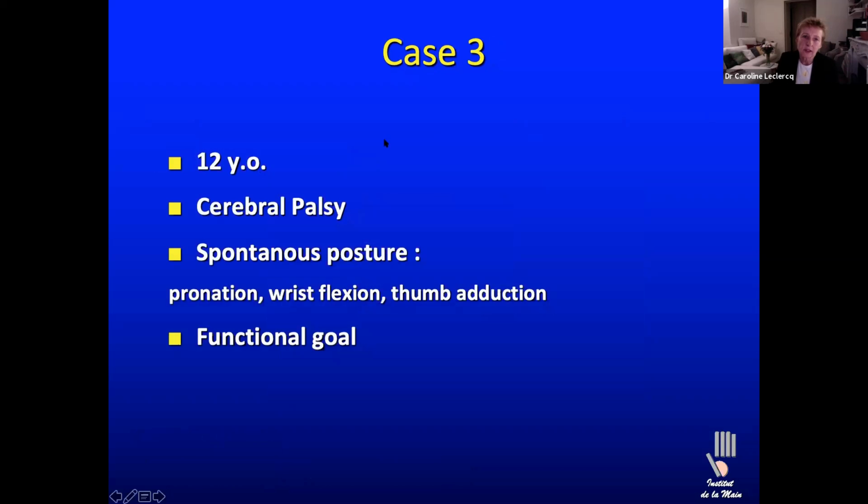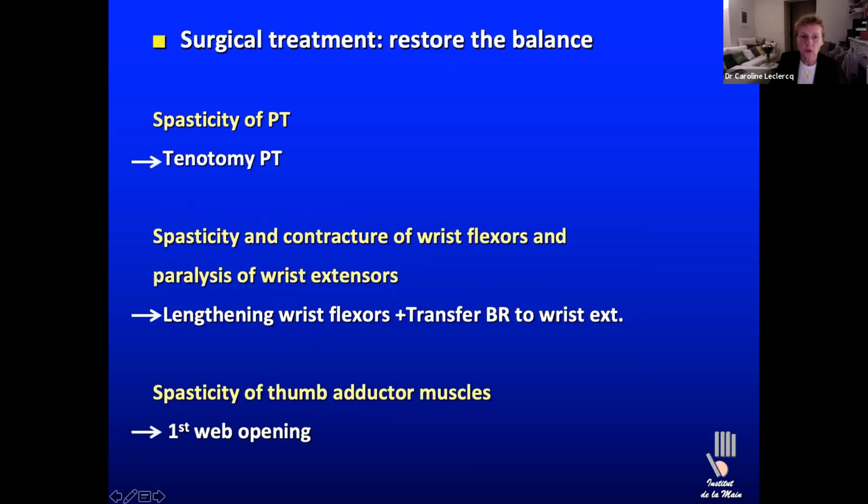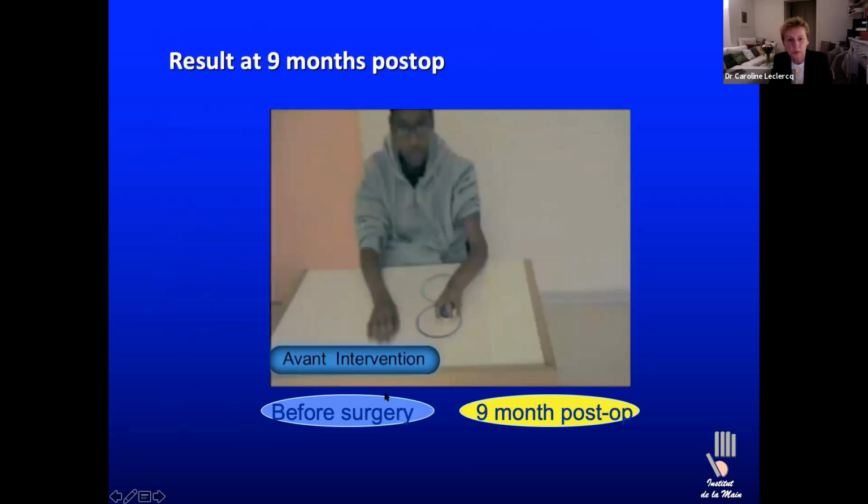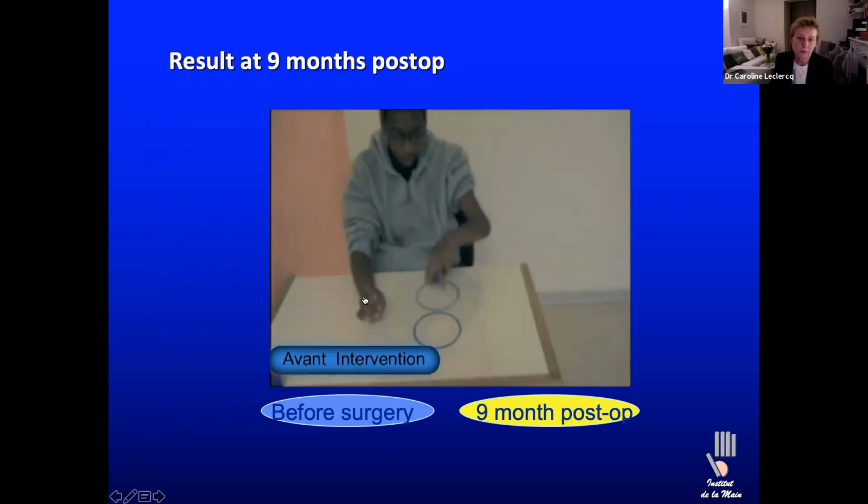And last case is a 12-year-old cerebral palsy child. He has a usual spontaneous posture in pronation with flexion, some adduction. Here we obviously have a functional goal. So we did a number of procedures at the same time. There was spasticity of the pronator teres. The choice there was a tenotomy. He had spasticity and contracture of the wrist flexors with paralysis of the extensors. We did lengthening of the flexors and the transfer of the brachioradialis to the wrist extensors. And for the thumb, we did an opening of the first web. So here he is, and we're going to see his result at 9 months.